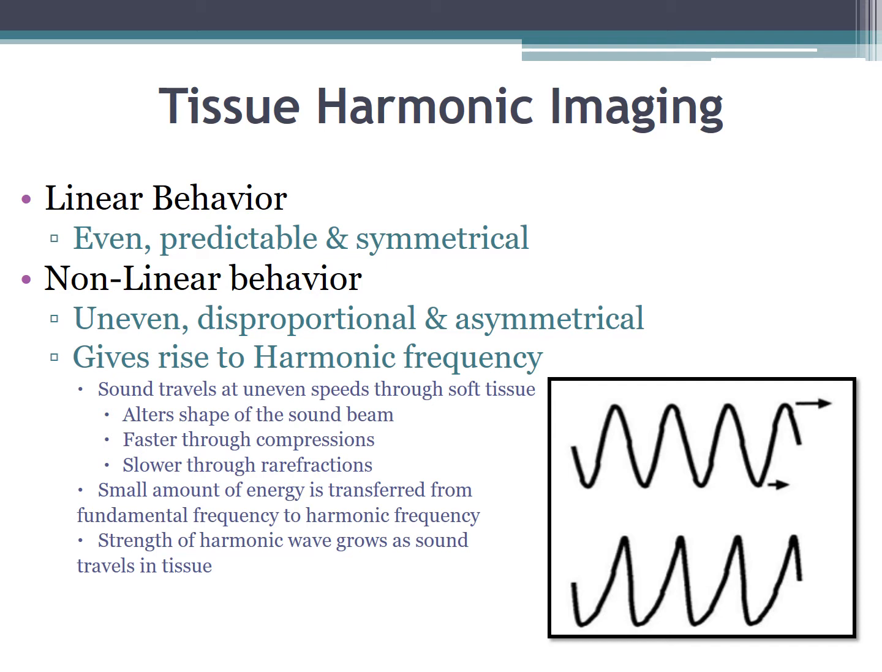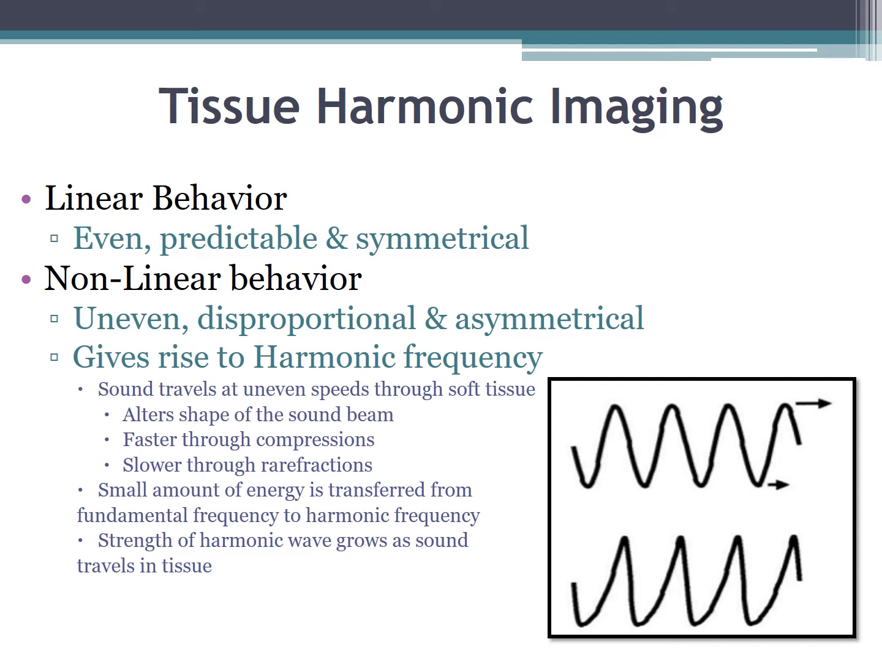And this is going to alter the shape of the sound beam. It's going to travel just a little bit faster through the compression part and just a little bit slower through rarefaction parts. So we'll start to get an uneven, nonlinear waveform created. There's a small amount of energy that's transferred from that fundamental frequency to the harmonic frequency. And so because of that, you need a strong fundamental beam to create just enough harmonic frequency.